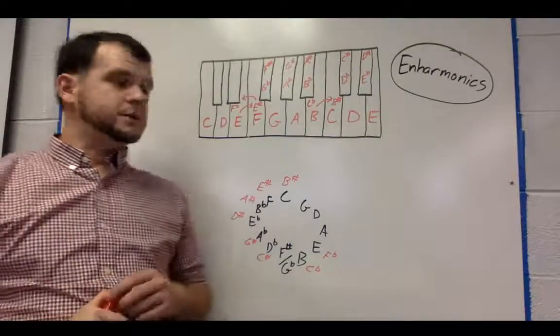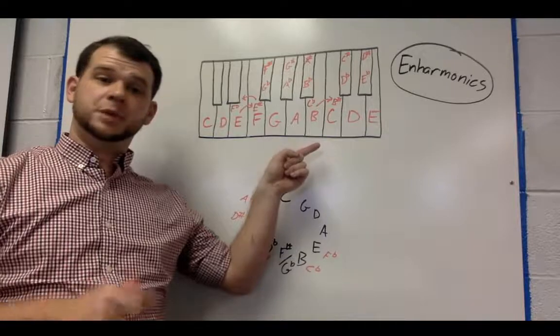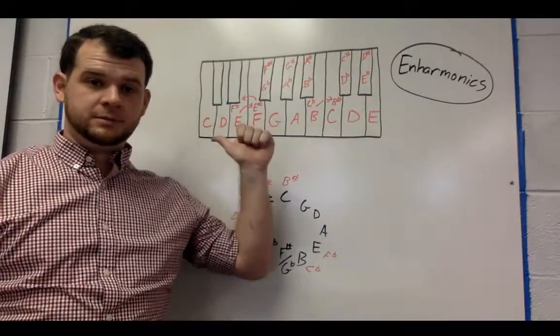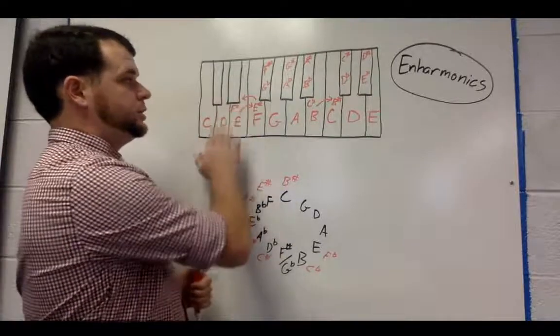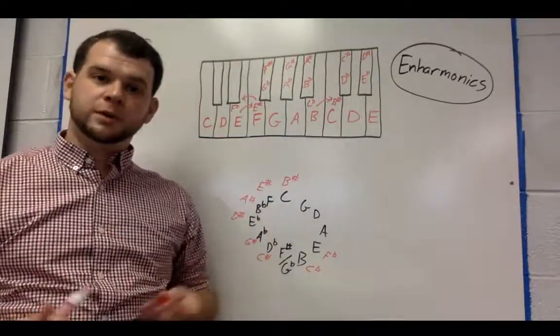So it's very important to know that sharping a note takes it one step this direction, whether it be a black key or a white key. And flatting it takes it this direction. So as long as you look at a keyboard, you can figure out exactly what note you're going to and what note is enharmonic.